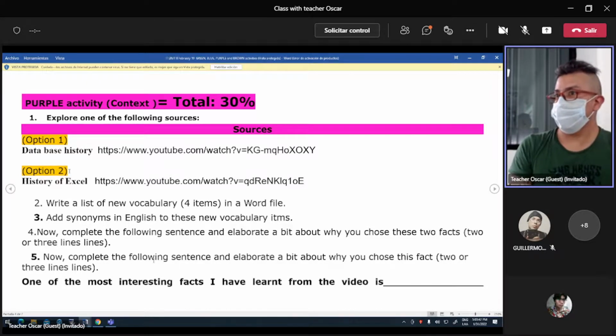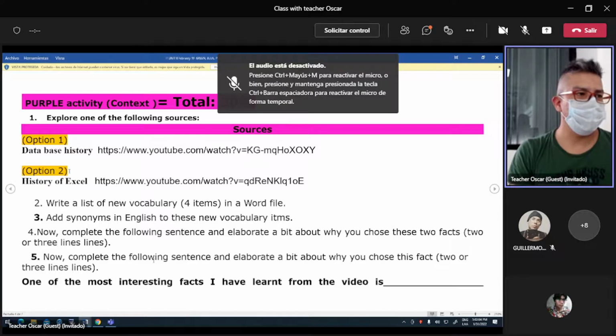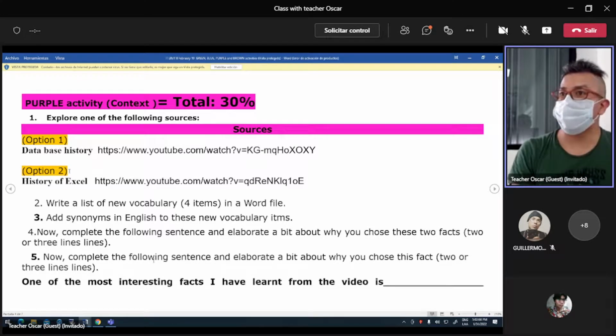Remember, it's only one that you will have to watch, and you proceed to do your purple activity. And it says, purple activity, explore one of the following sources. I have the first one, database history, and there is the link. And the second option, the history of Excel, right?